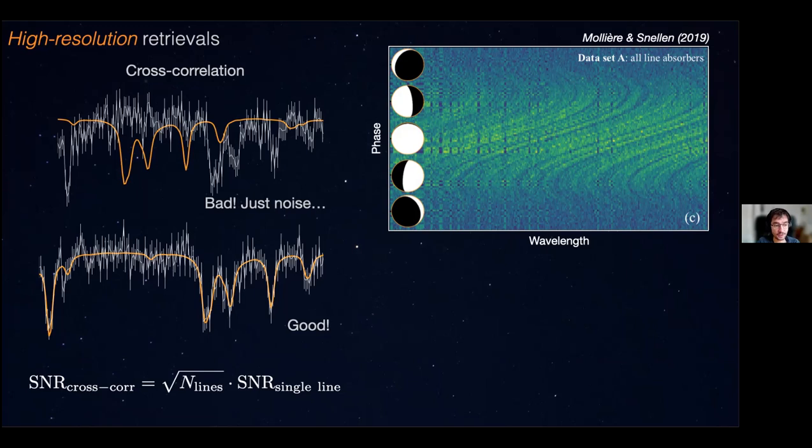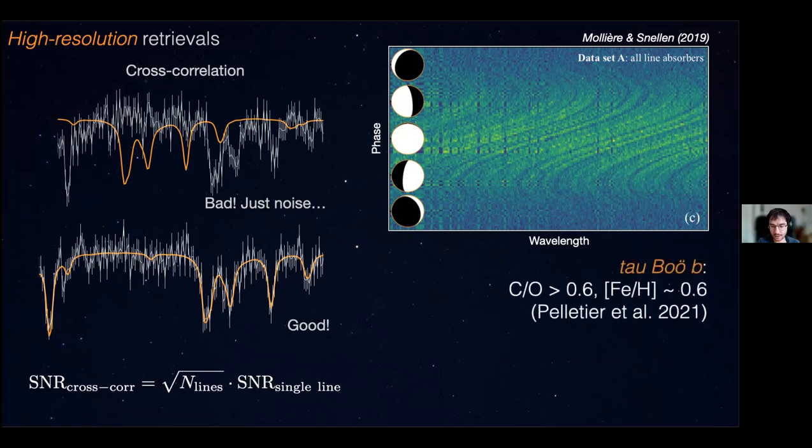And using this cross-correlation technique, it's actually also possible to run retrievals. So you can basically have a chi-square defined on the cross-correlation signal. And this is being done more and more nowadays. I want to highlight 2 recent papers, one by Pelletier et al., where they did this for Tau B. This is a non-transiting hot Jupiter, and they could constrain the C-to-O ratio and metallicity.